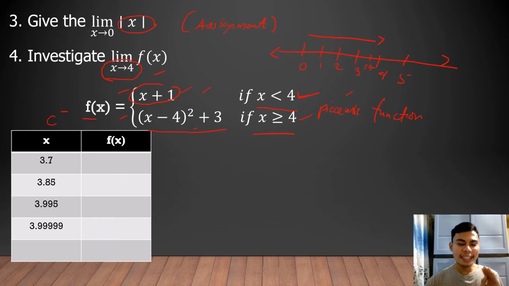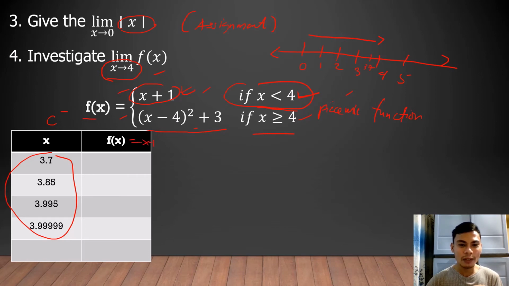So, saan ang gagamitin mo na function? Ang taas o ang baba? The top or the bottom? So, we have instruction here. If x daw is less than 4, so these are values less than 4. So, we will use the x plus 1. So, x plus 1 to. Bakit importante to? Kasi this will be used for our substitution.